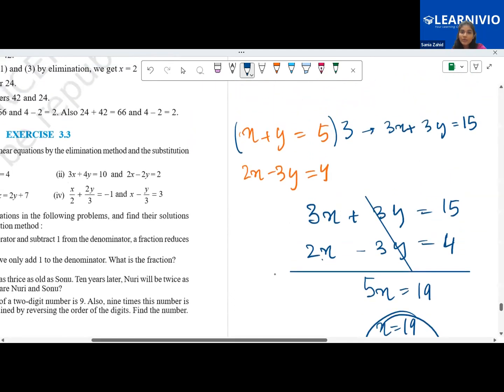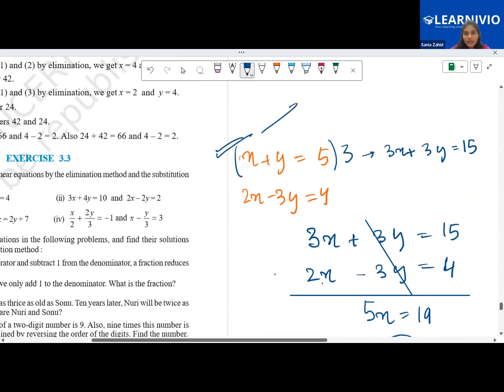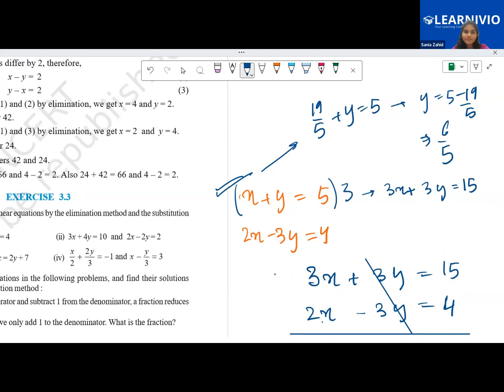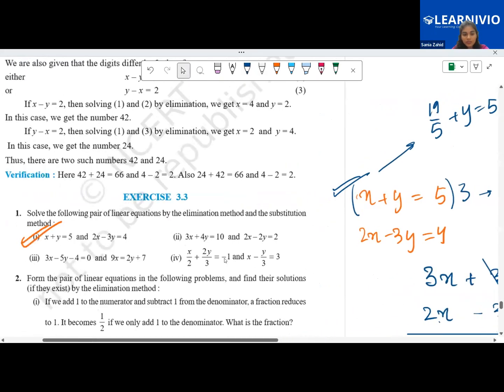Yeah. Now, how will I find y? You can take the value of x and substitute in any of the equations. I substitute in the first equation. See, in this lesson, you will arrive at your answer with all the methods, but always try to reduce calculation. Okay. So I will have x is 19 by 5 plus y gives me 5. So what is y? 5 minus 19 by 5. So you get 25 minus 19, 6 by 5. Got it? Yes. Okay. So this is how I follow the substitution.